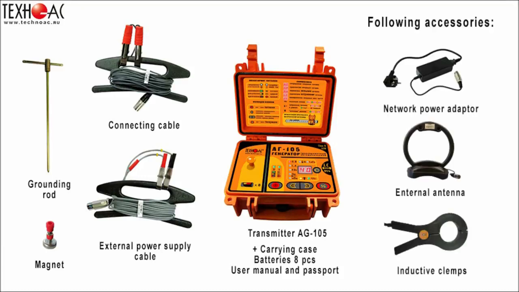The AG105 transmitter supports the following accessories which can be supplied separately: a network power adapter, 110 to 220 volts; an external antenna for better induction in bad conditions; inductive clamps, for direct induction of the signal into the selected utility.